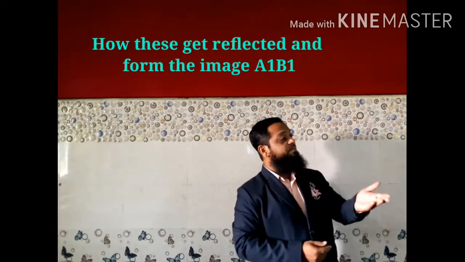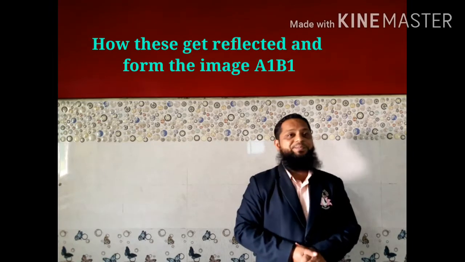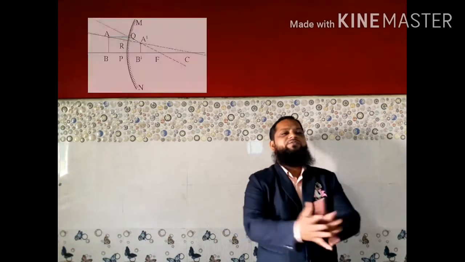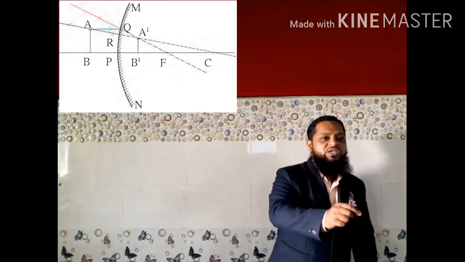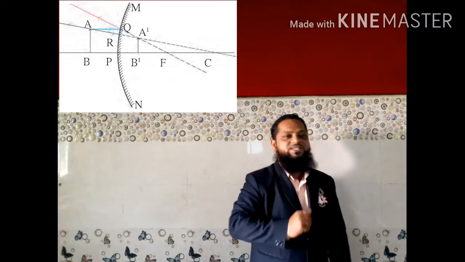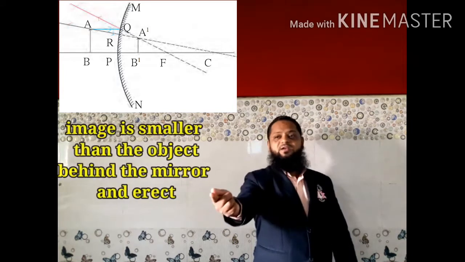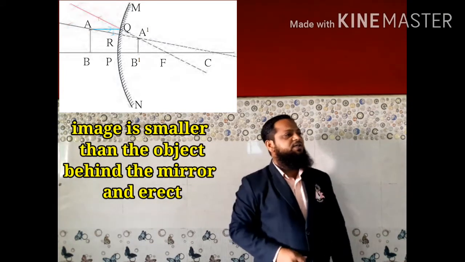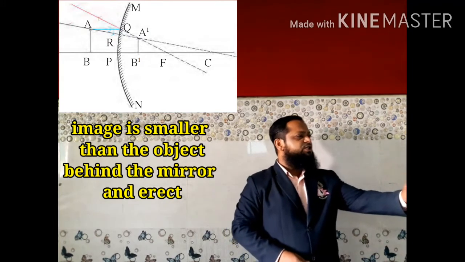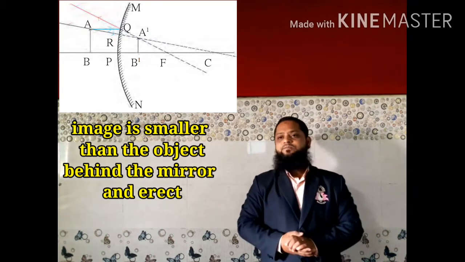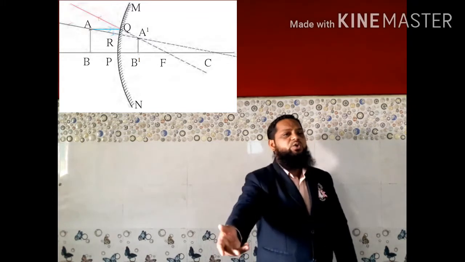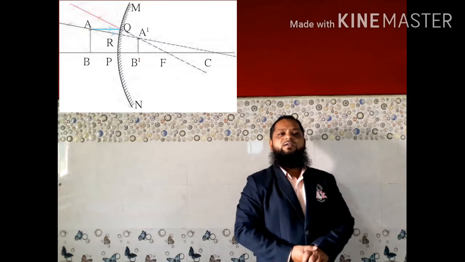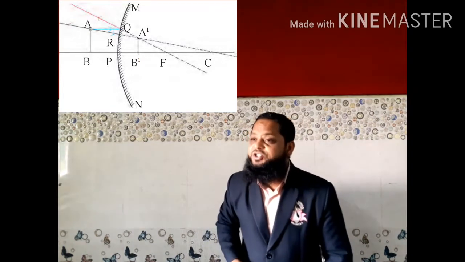How this gets reflected and forms image A1B1 can be understood from the figure. It is clear that the image is smaller than the object. Behind the mirror, the image is formed. The nature of the image is erect. As the reflected rays do not actually cross one another, the image is a virtual image.